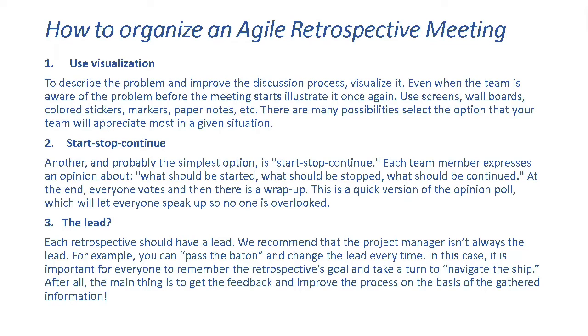Next is how to organize an agile retrospective meeting. Number one is the use of visualization. To describe the problem and improve the discussion process, visualize it. Even when the team is aware of the problem, before the meeting starts, illustrate it once again. Use screens, wallboards, colored stickers, markers, paper notes, and so on. There are many possibilities. Select the option that your team will appreciate most in a given situation.